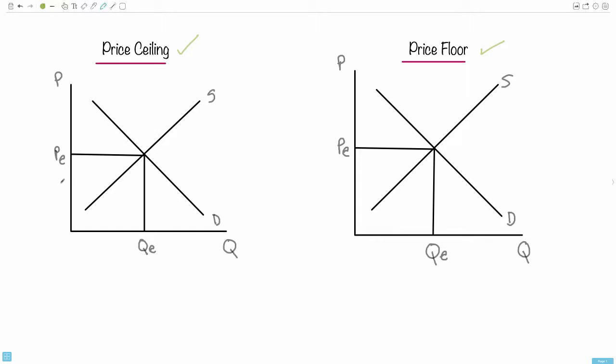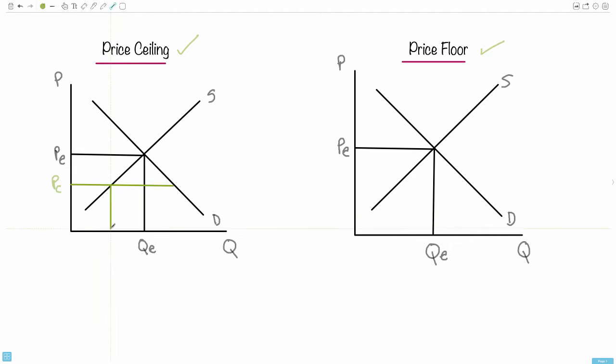Let's start with price ceiling. For a price ceiling to be effective, or more technically, for a price ceiling to be binding, the price ceiling PC must be established below the equilibrium price. So you have this market in equilibrium, PE, QE, PC has to be below that price of equilibrium. Now, when the government intervenes in a market like this, establishing a price below the equilibrium price, you are going to notice a very important implication.